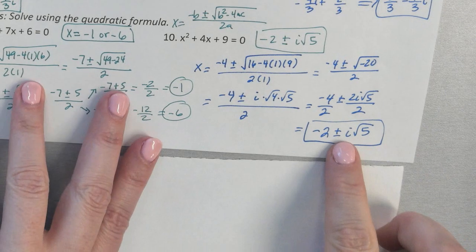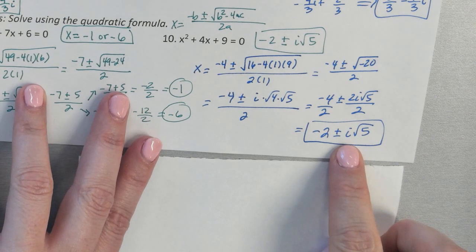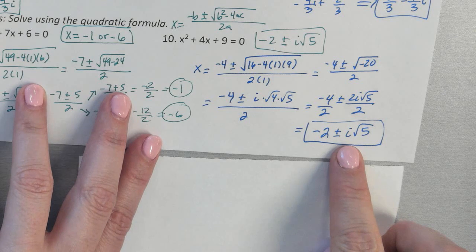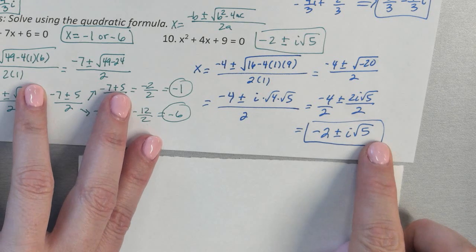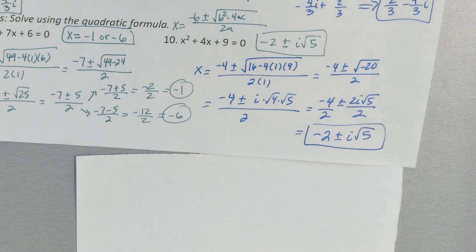If you have a radical, remember the i goes in front. You could put it on the outside. I wouldn't mark that wrong. Just be careful, because the i cannot go inside the radical. It's outside.